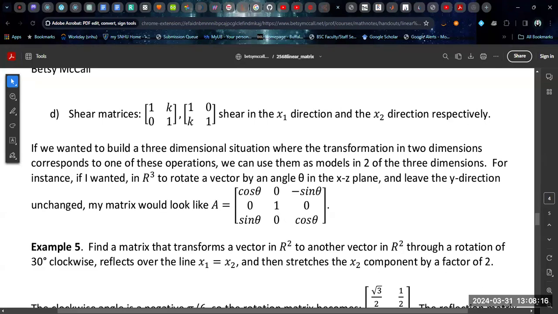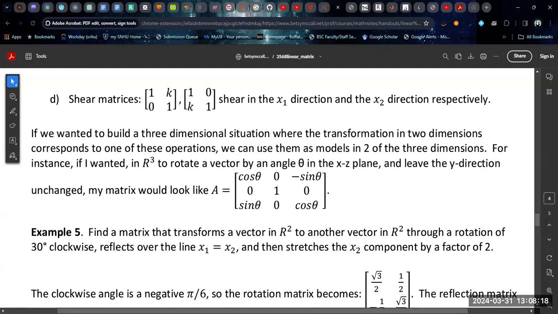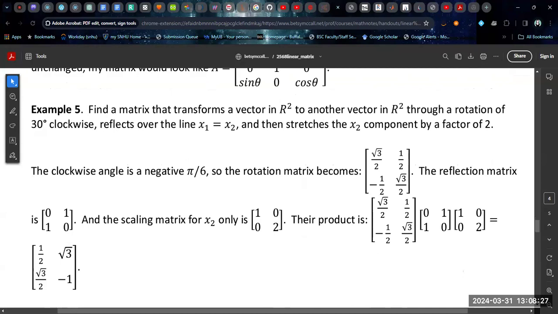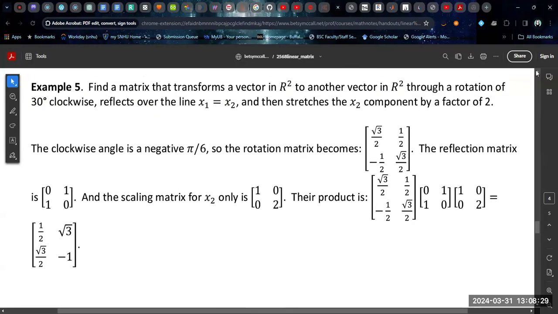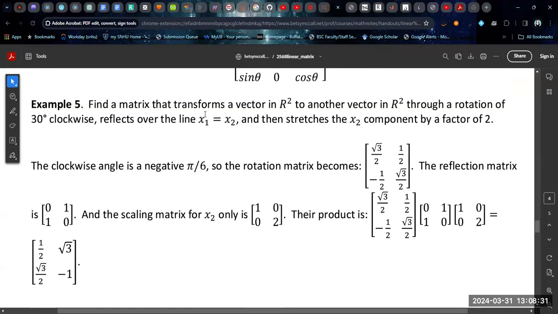Now, if you have a series of transformations that you would like to do in sequence, then you can multiply the matrices together in order to get a more complex series of transformations. So here's an example. Again, we want to find a matrix that transforms a vector in R2 to another vector in R2 through a rotation of 30 degrees, or pi over 6. And then we want to reflect it over the line x1 equals x2. And then we want to stretch the x2 component by a factor of 2.